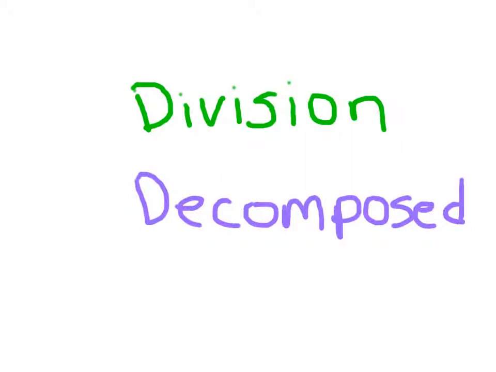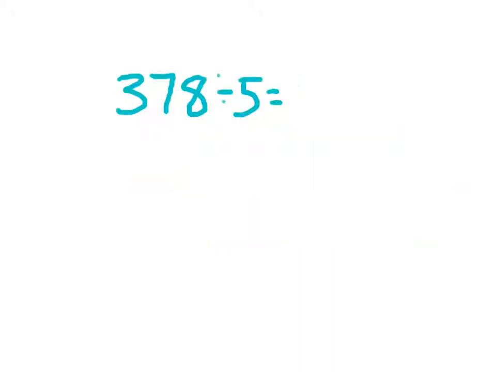In this lesson, we're going to look at division, decomposed style. 378 divided by 5. What we're going to do is decompose 378 into its parts. If we look at its different parts, we know that 378 is made up of hundreds, which is 300, 70, and then we also have 8.